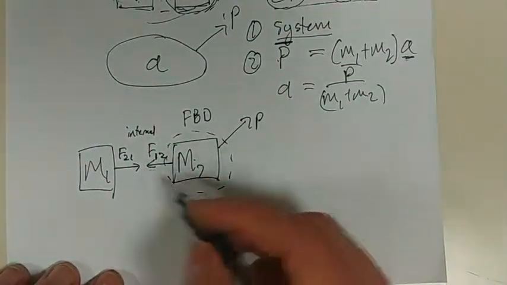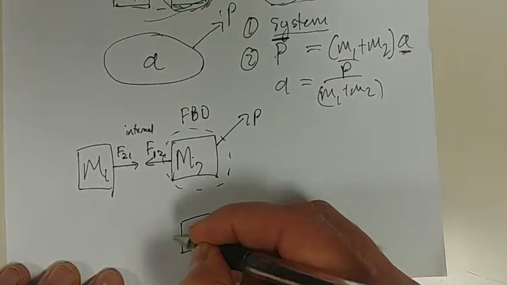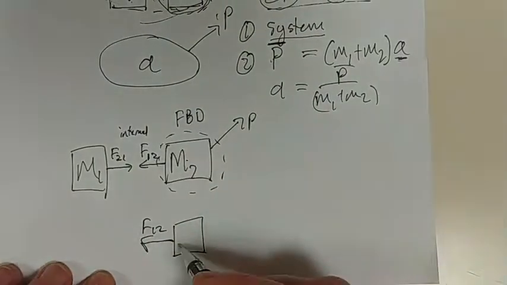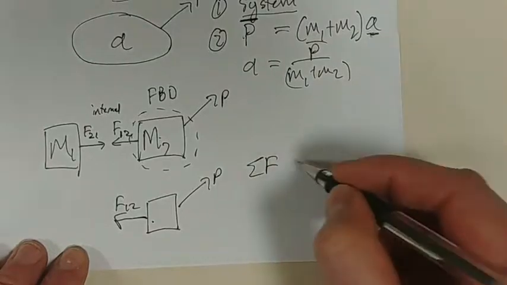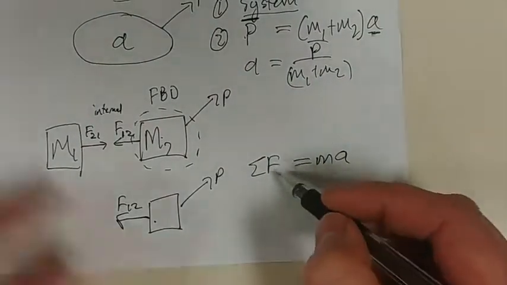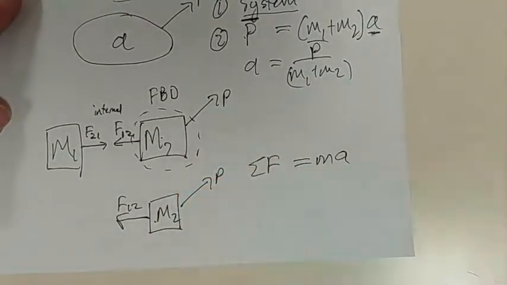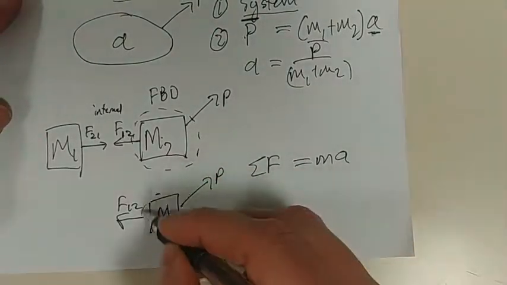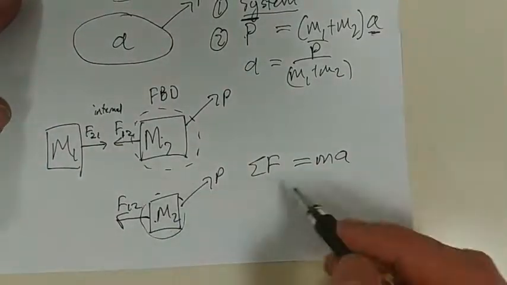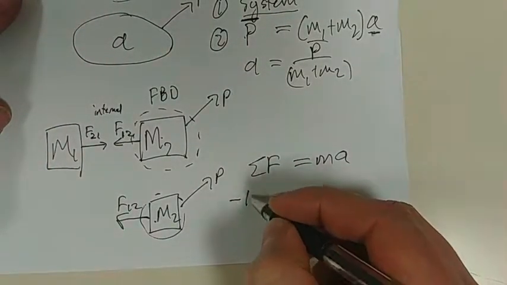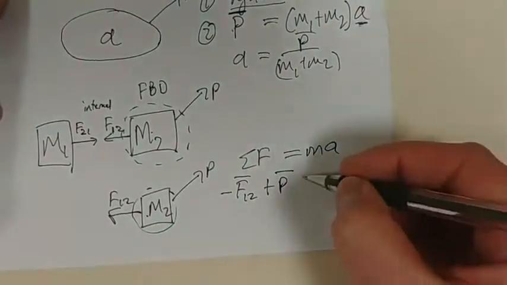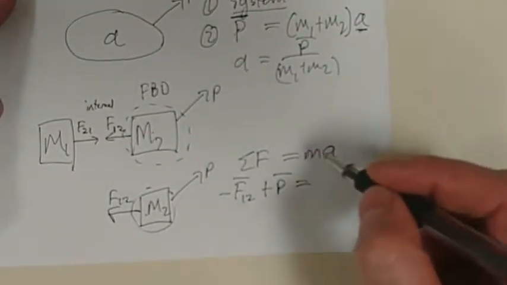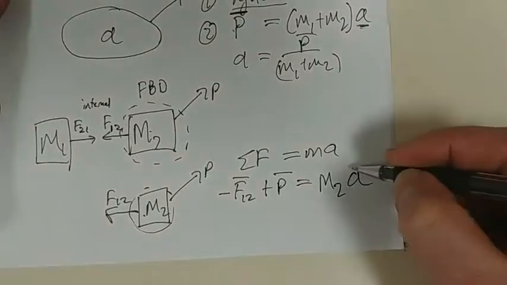And so now let's redraw it here. I've got that force there, F1 on 2, acting on 2, and I've got P. And so now, sum of the forces is mass times acceleration. I'm now just looking at mass 2, because that is my new system. So what are my forces now? Now I've got minus F1,2, plus P. What's my mass now? It's the mass of the system, M2 times acceleration.